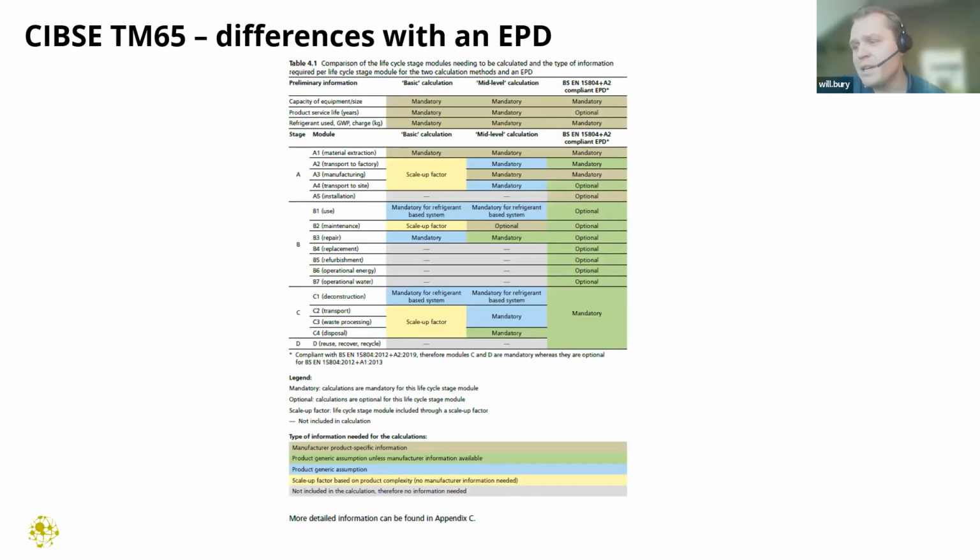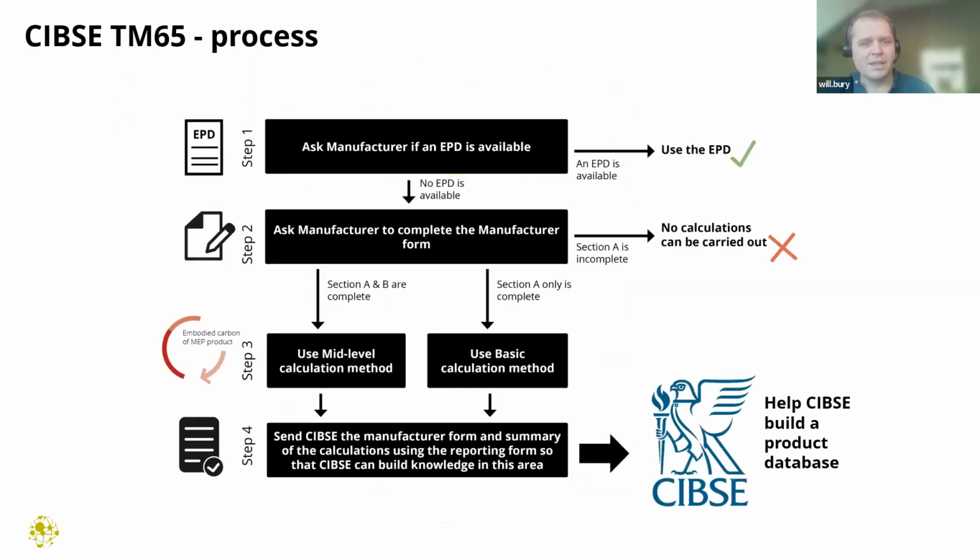So here's basically a table, as can be found in TM65. It gives you an overview of what the differences are between them, what's included, what's not included. You can see on the left side that's the basic calculation, so we're really only considering the basic makeup of the product. The mid-level calculation in the middle has a bit more detail, and then on the right is the EPD, which has a lot of detail, but again, is very difficult to come by.